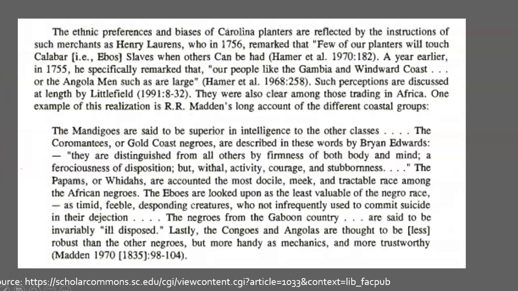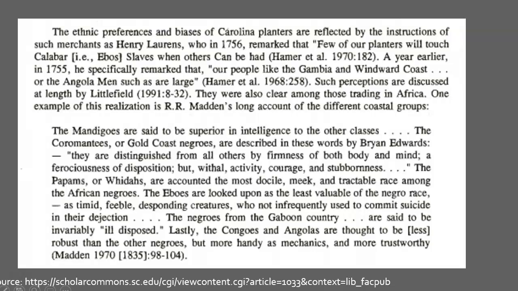This is just an example of what might have been looked at when slave purchasers were deciding which slaves they wanted to buy by ethnic preference. When you go back and look at that pie chart and see all the places they come from, different regions were known for having different kinds of slaves. If you stop this and read through it, look at the fact that they say that the Angola men were large, or the Mandigos are superior in intelligence. The Papums and the Weedas are docile and weak, right?